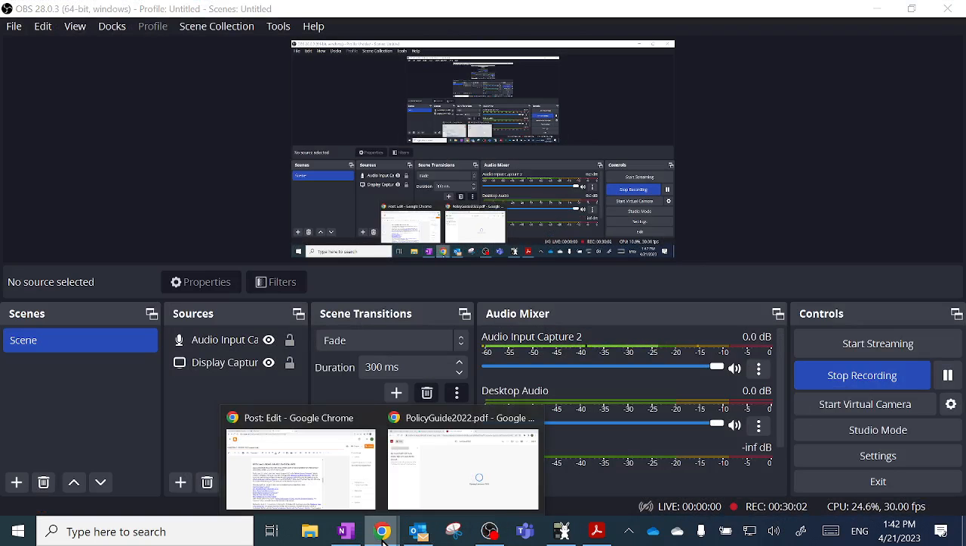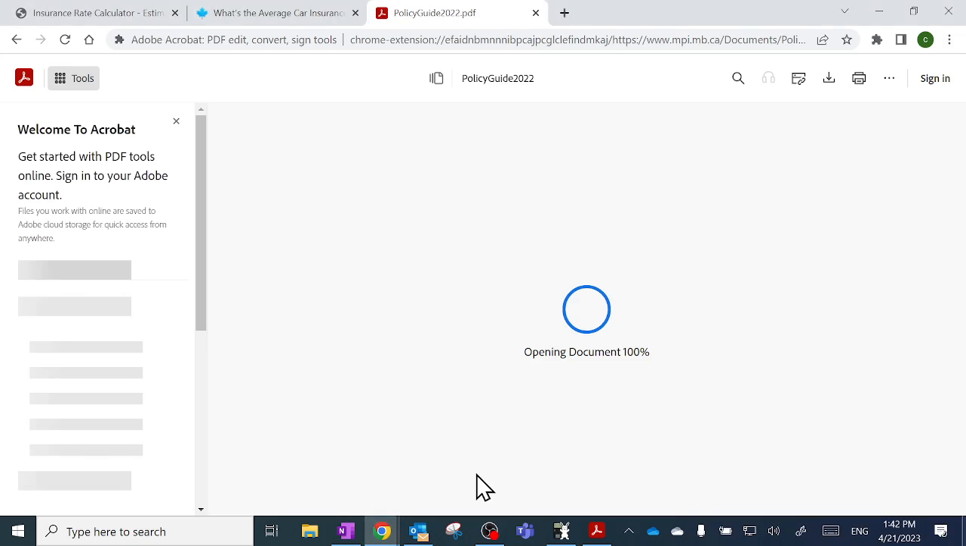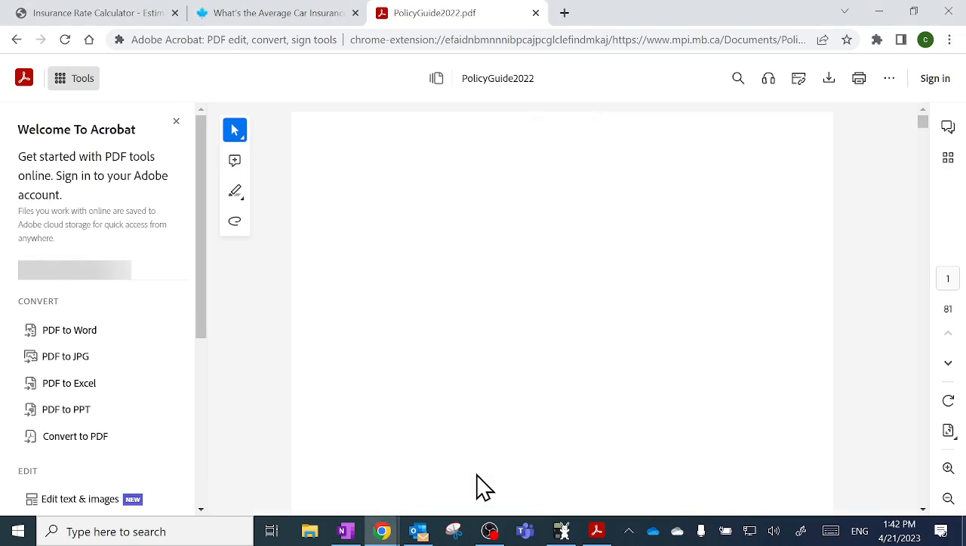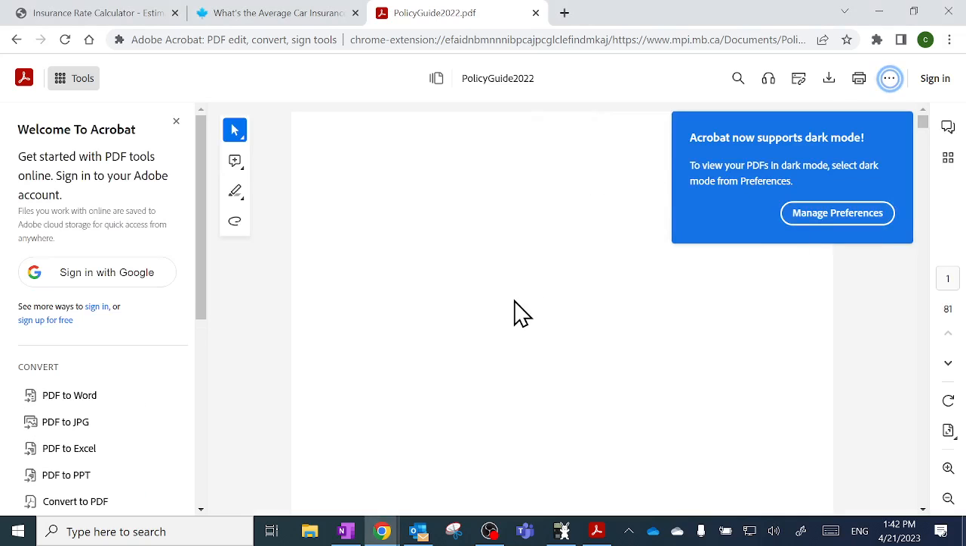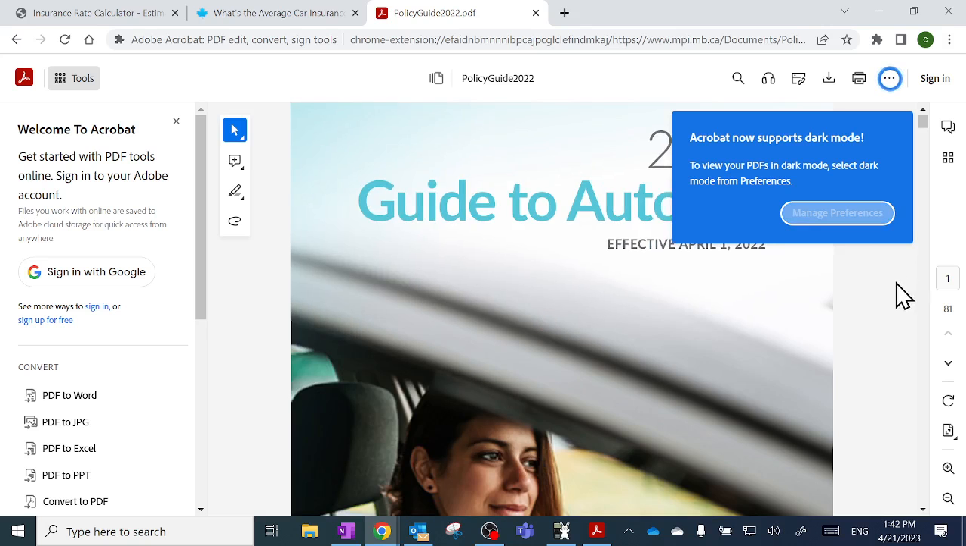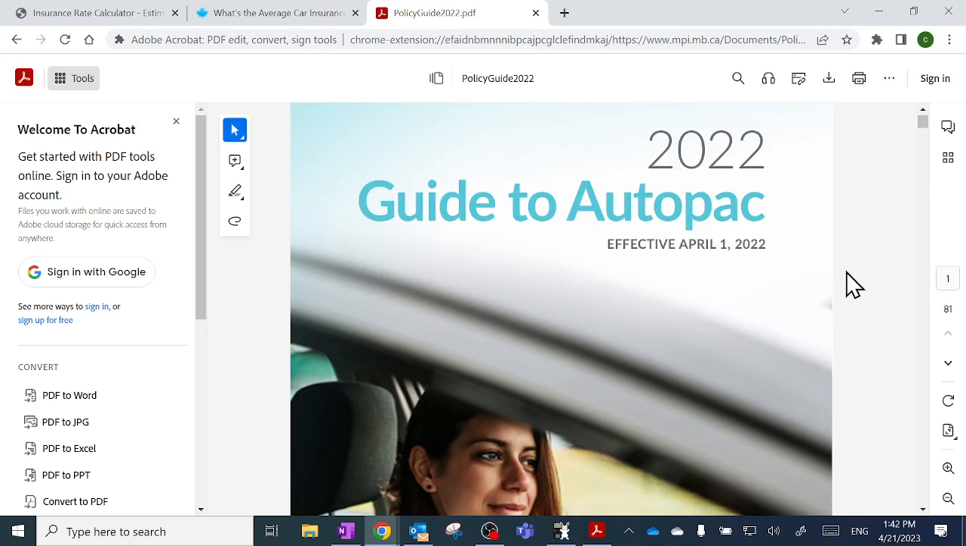You're going to go to this website right here, if it ever loads. Come on, you. I don't care about dark mode. There we go. We're going to do the 2022 Autopac guide. So there we go.